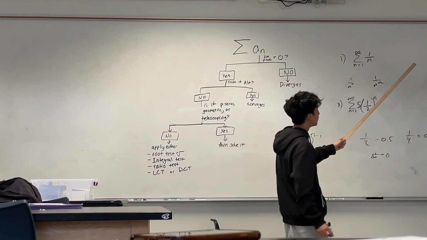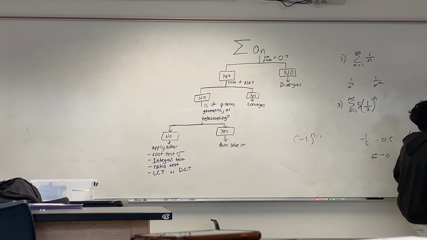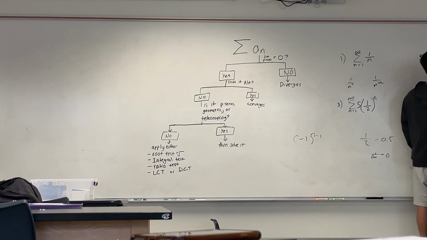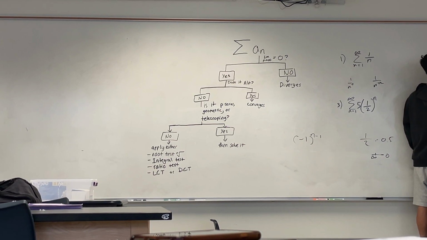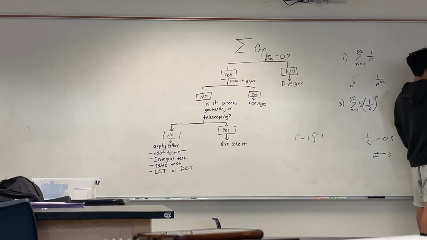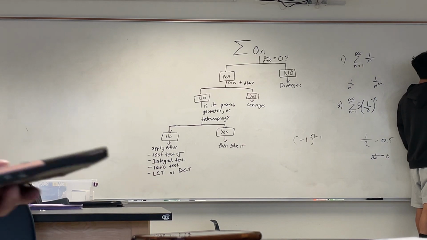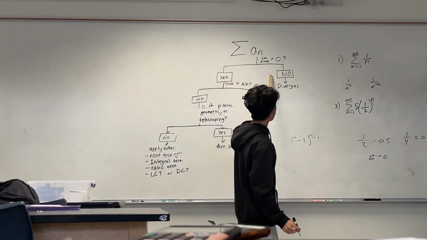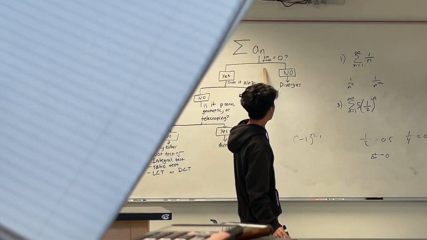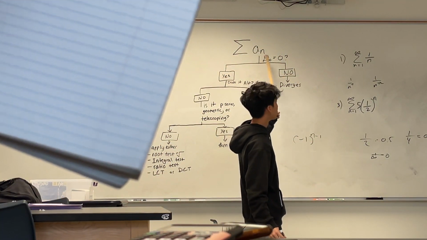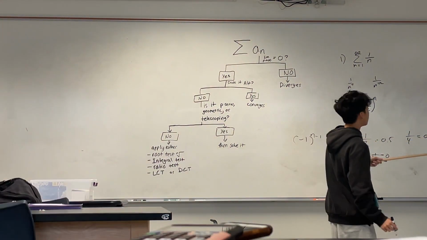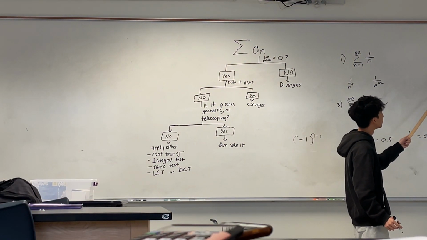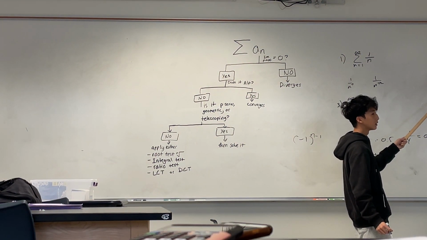Number 2. This one looks a little more complicated, but with negative exponents, I just like to treat it like a fraction. That's what the negative exponent does to this one. So the first question is, when we apply the nth term test, does it equal 0? So when we plug in infinity into here, does it equal 0?